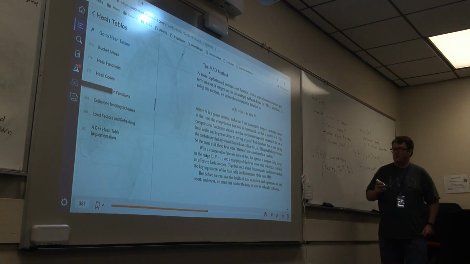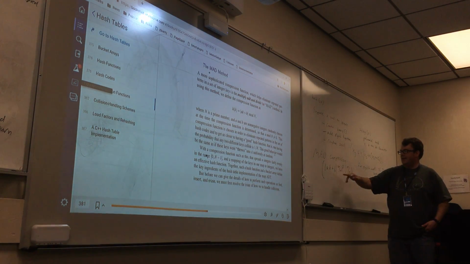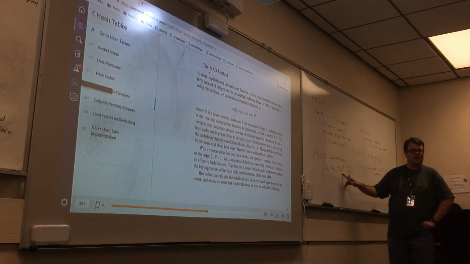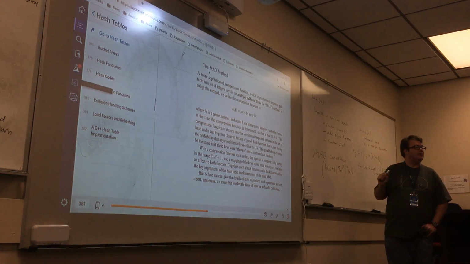So if you look around, this is what you'll usually find: the absolute value of A times K plus B. And the other part of it is that A and B are both less than P minus 1. So that way, we know that this is not a multiple of these, and that reduces collisions.